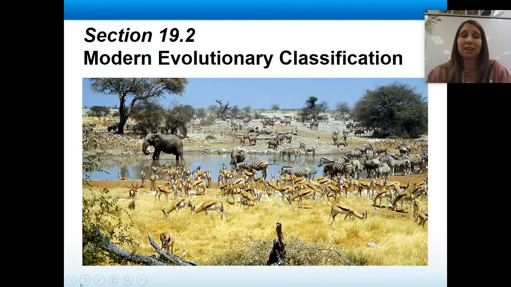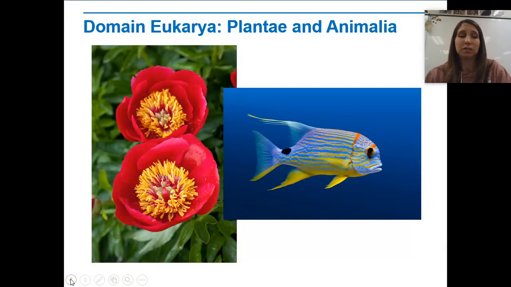So that's all I've got here for section 19.1. So you're going to spend some time going through these domains and kingdoms a little bit more specifically, kind of on your own, and then we'll come back and look at 19.2.